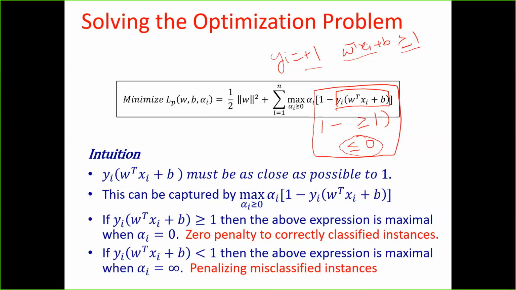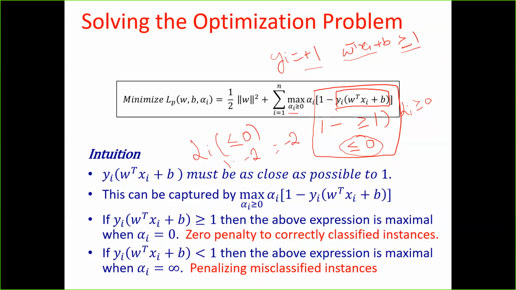What is the maximum value that you can get out of this expression if this is less than or equal to 0? For which value of alpha i, given alpha i greater than or equal to 0, will alpha i times this quantity, which is less than or equal to 0, be maximum? Let's say this is some negative value, like -2, and alpha i equal to 1 is multiplied with -2. What will be the resultant? -2. Is this the maximum value possible?